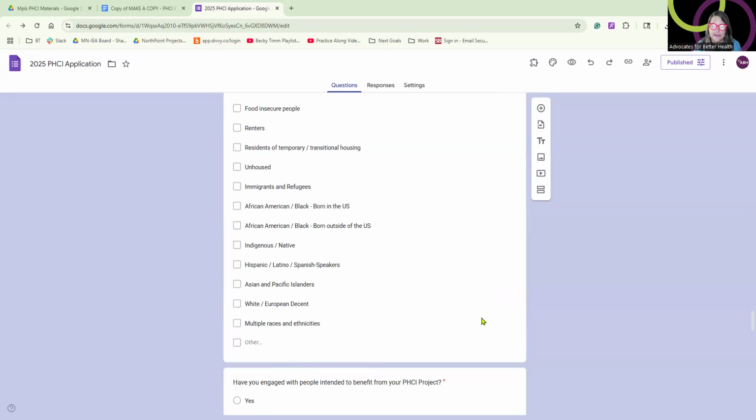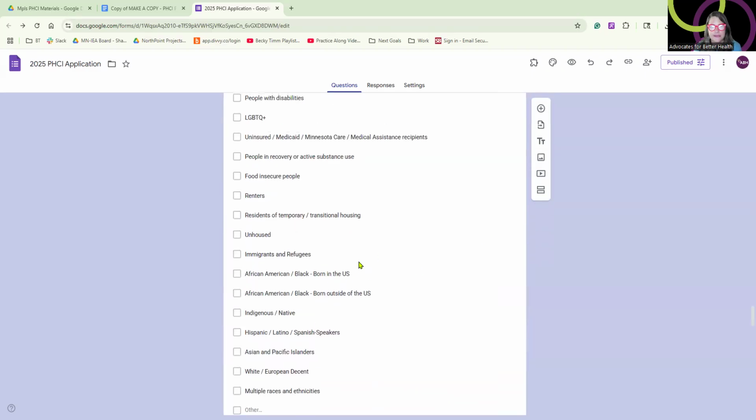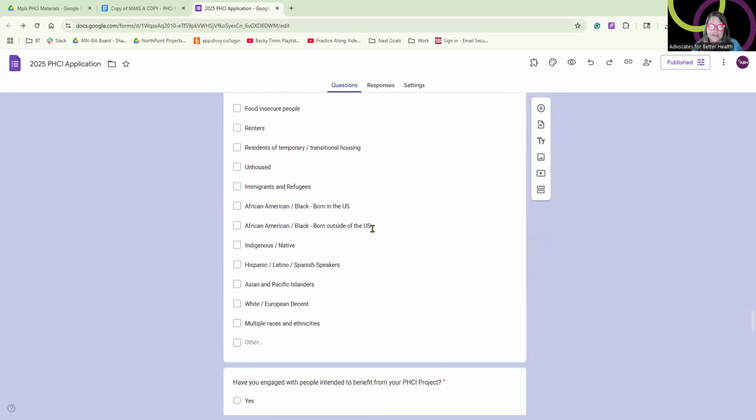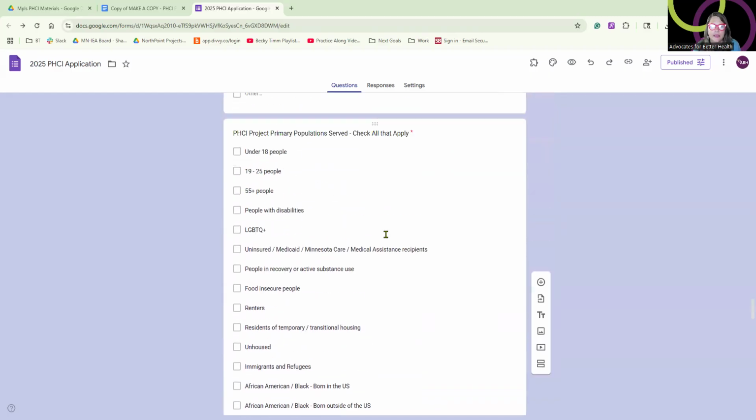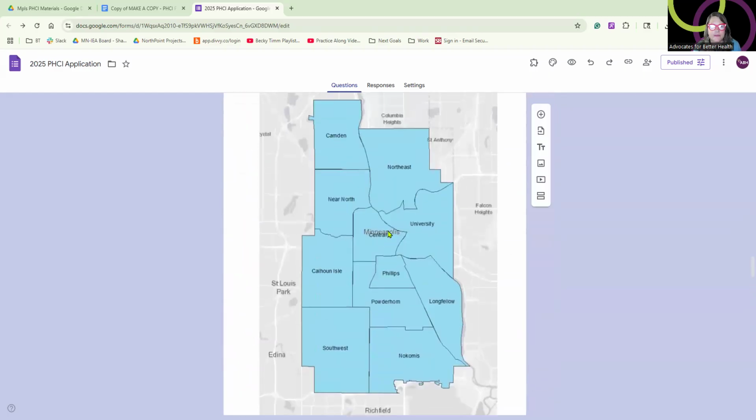Be really concise with who you want to work with and what communities you've already worked in and that you've talked to. That makes a big difference. And this one's weighted too in terms of underrepresented people in Minneapolis or areas of economic need.